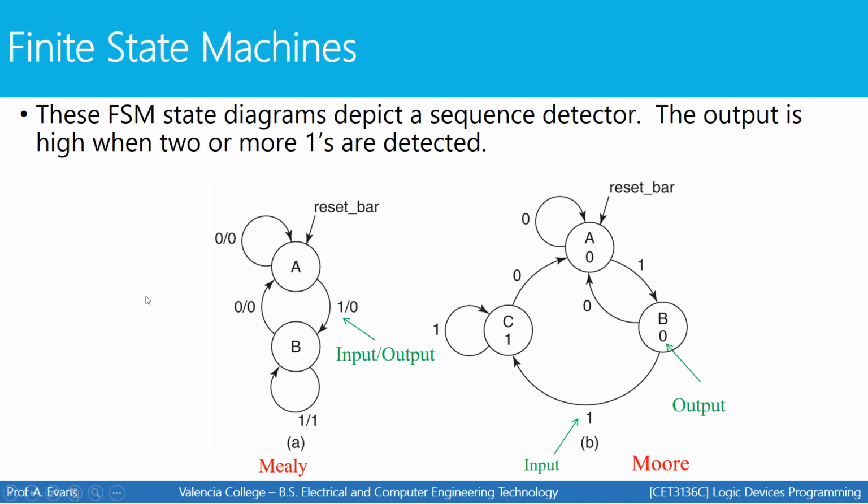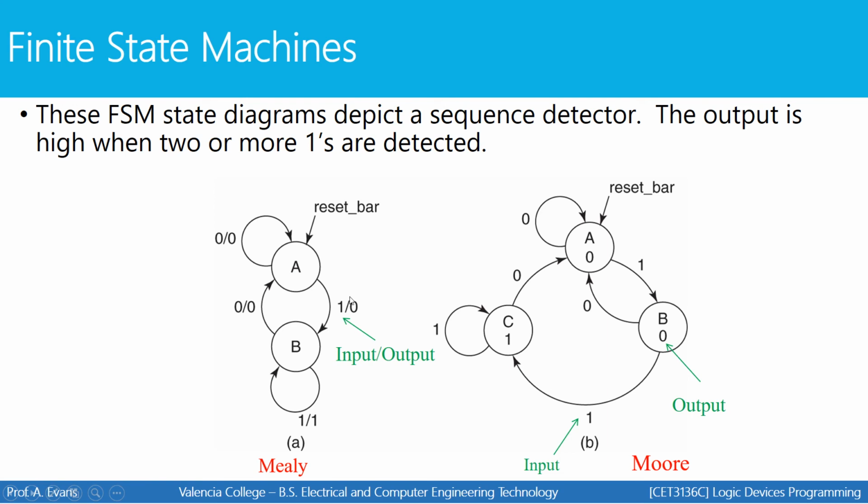Now look at the Mealy machine on the left. First thing you should notice is that there's only 2 states, A and B. And there's no output written inside the bubble. That's because a Mealy machine has its outputs as a function of present state and the input. So with the Mealy machine, it's labeled differently.